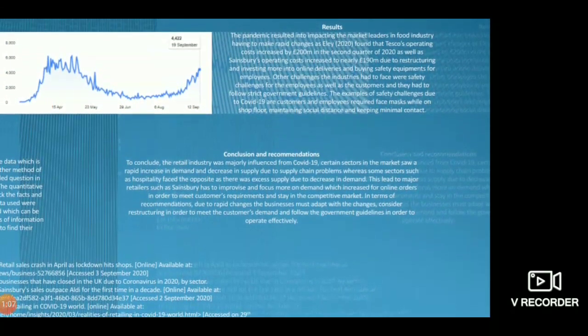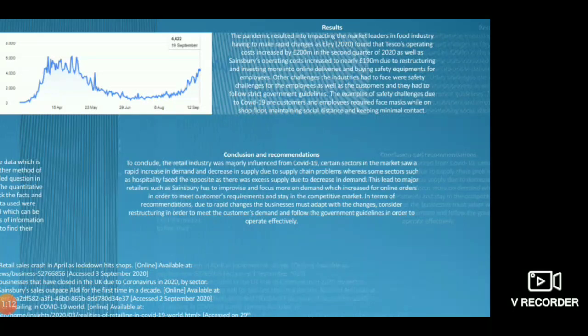Conclusion and recommendations. To conclude, the retail industry was majorly influenced by COVID-19. Certain sectors in the market saw a rapid increase in demand and decrease in supply due to supply chain problems, whereas some sectors such as hospitality faced the opposite, as there was excess supply due to decrease in demand. This led to major retailers such as Sainsbury's having to improvise and focus more on demand, which increased for online orders, in order to meet the customers' requirements and stay in the competitive market.